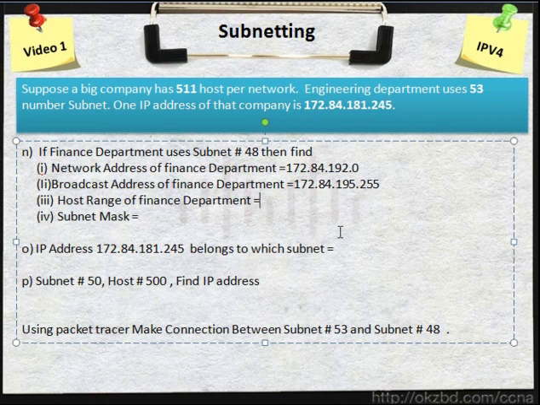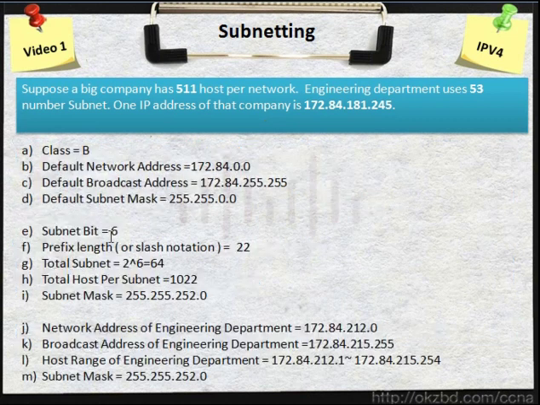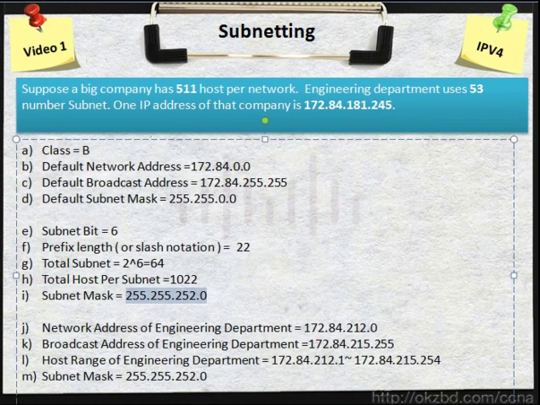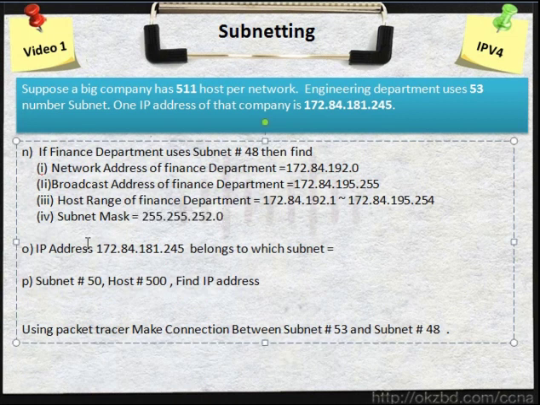The host range is 172.84.192.1, the next IP address after the network address, to 172.84.195.254, the previous address of the broadcast address. Since the subnet bits are 6, again the subnet mask will be this one.